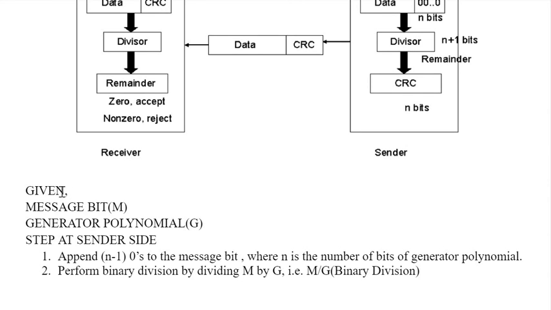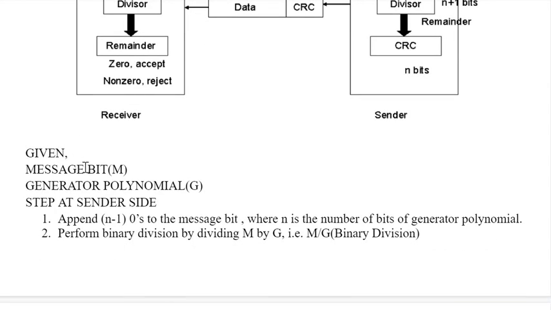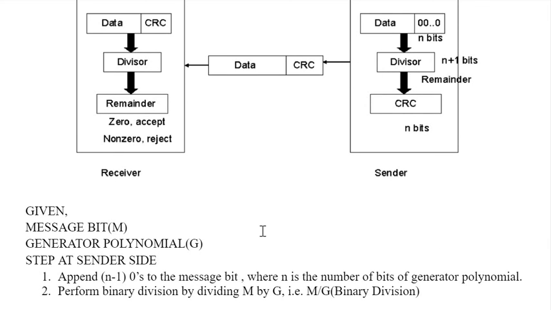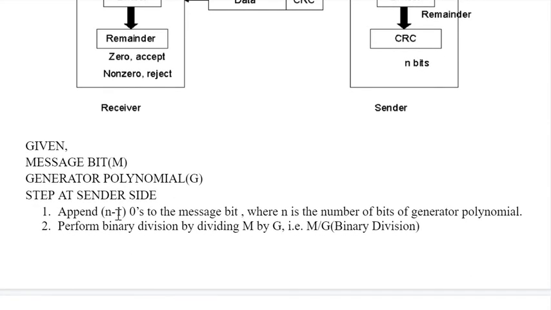You can see here the message bits are denoted by m. After that there is a generator polynomial which is used to divide this message. Both the message bits and the generator polynomial are given in the question. At the sender side, I am just repeating this diagram: it will append n minus 1 zeros to the message bits, where n is the number of bits of the generator polynomial. It is nothing but the divisor.